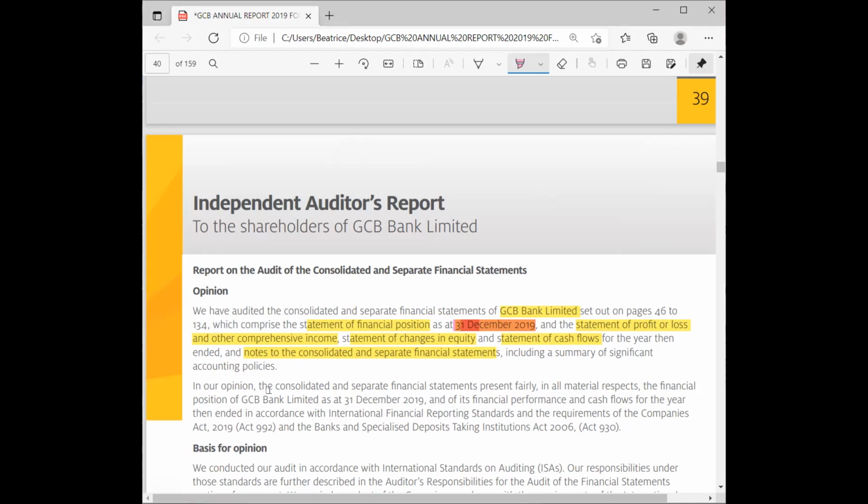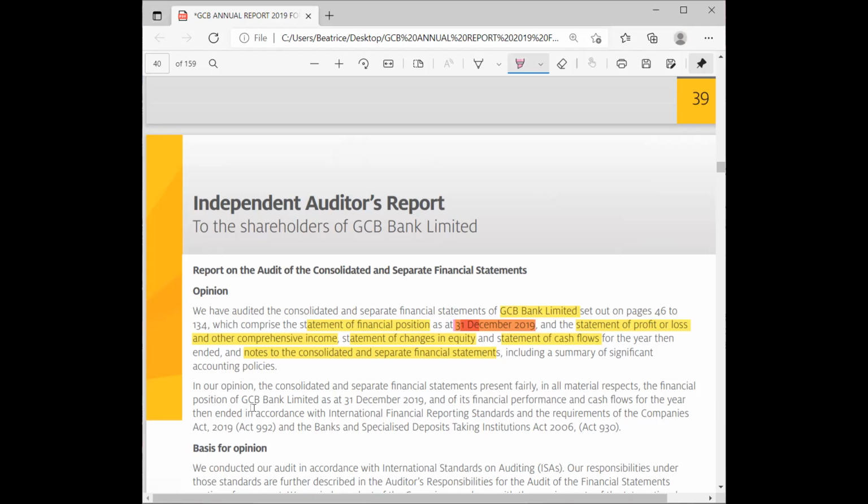In our opinion, the consolidated and separate financial statements present fairly, in all material respects, the financial position of GCB Bank Limited as at 31st December and of its financial performance and cash flows for the year ended in accordance with the International Financial Reporting Standards and the requirements of the Companies Act 2019, Act 992, and the Banks and Specialized Deposit-Taking Institutions Act. So it has stated the opinion in line with the fair presentation framework and then the compliance framework.